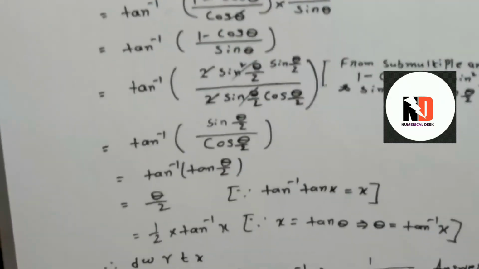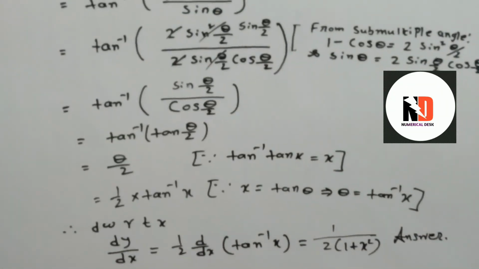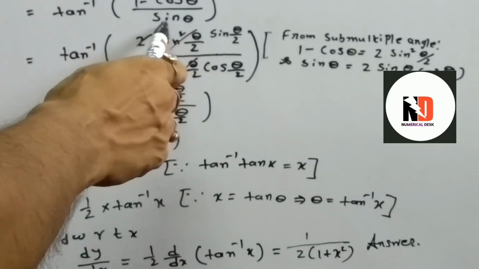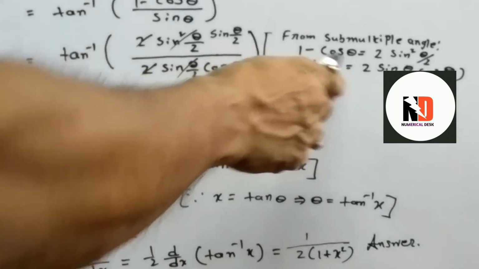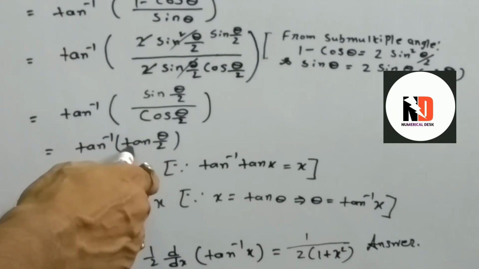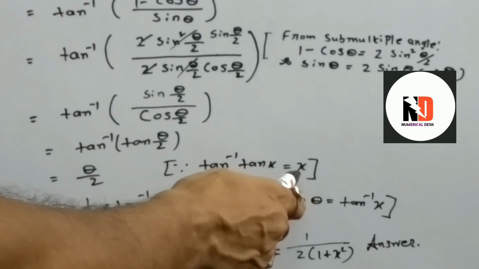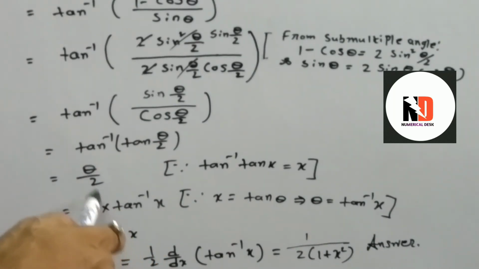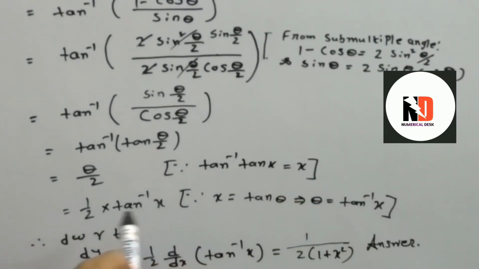Now see the entire part. So 1 minus cos theta is 2 sin square theta by 2, and sin theta is 2 sin theta by 2 cos theta by 2. From the multiple angle formulas we have borrowed this. So it becomes tan theta by 2. So tan inverse tan theta by 2 equals theta by 2, so half, but theta equals tan inverse x. We have to show this step very carefully.